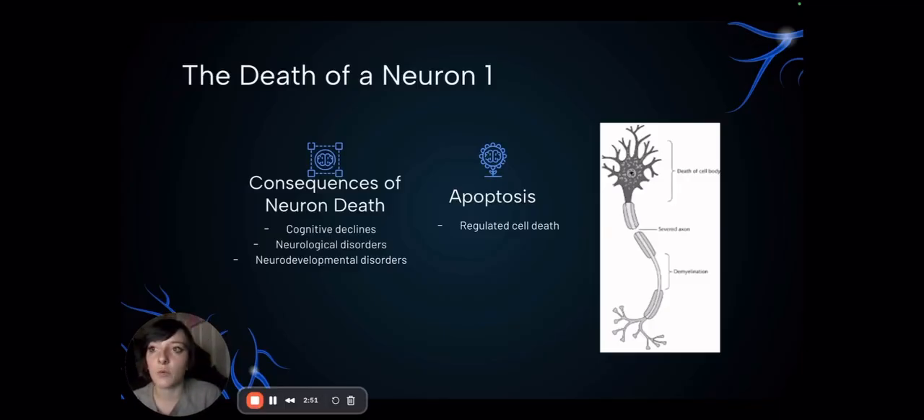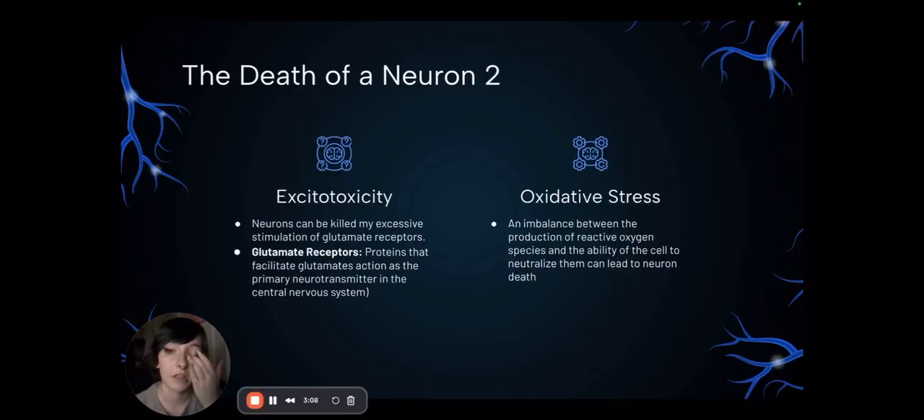And then there's apoptosis, which is regulated cell death. As we've been learning about cell communication, we've also learned about the process known as apoptosis. Apoptosis is a form of controlled cell death. When a cell becomes abnormal, the cell basically self-destructs to avoid uncontrollable growth, also known as cancer.